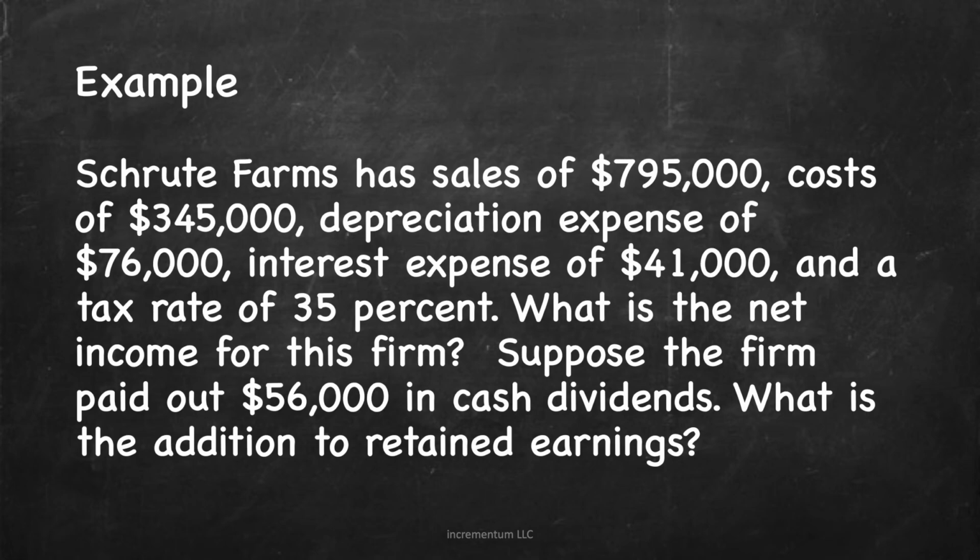That's the first question. Suppose the firm paid out $56,000 in cash dividends. What is the addition to retained earnings? So that's the second question. We're going to focus on one question at a time. So we're going to start with our first question. What is the net income for this firm?